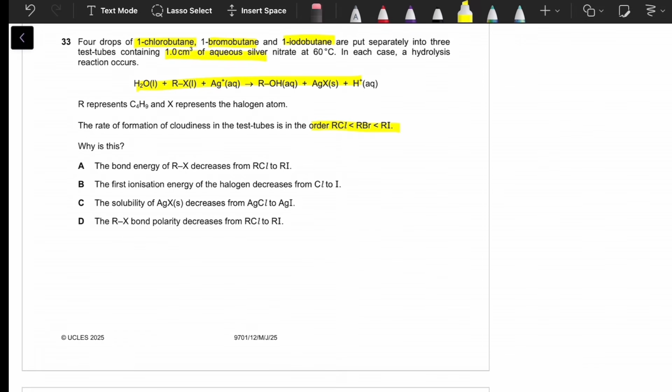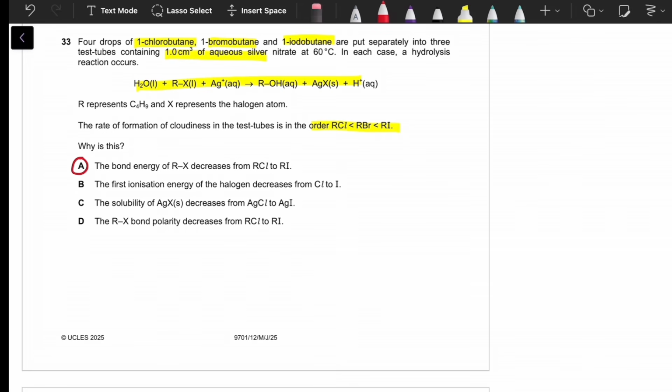So option A states that the bond energy of RX decreases from RCl to RI. That is correct. So as the bond energy decreases, it's easier to break. Therefore, 1-iodobutane is able to hydrolyze the fastest because it has the weakest bond. So option A is correct.